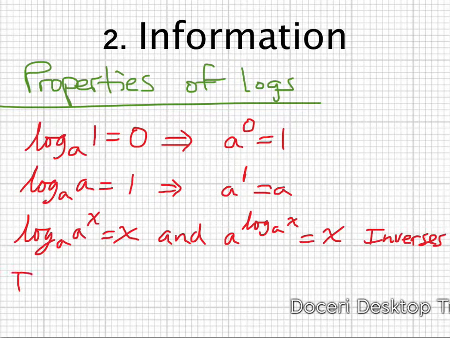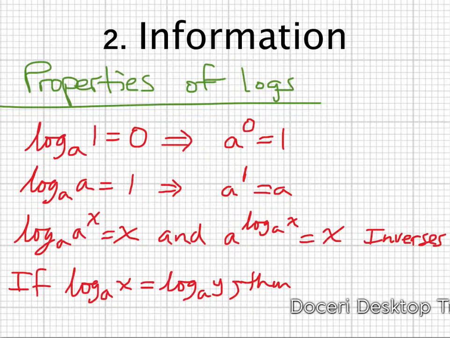And then the last property that we're going to talk about here is if the log base a of x equals the log base a of y, then x equals y. This is what we call the one-to-one property. Okay? Pretty simple.